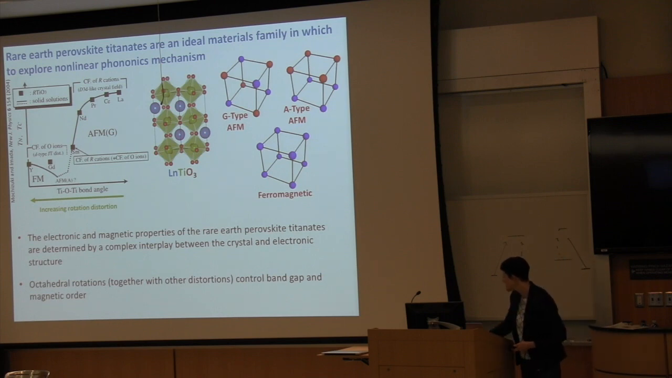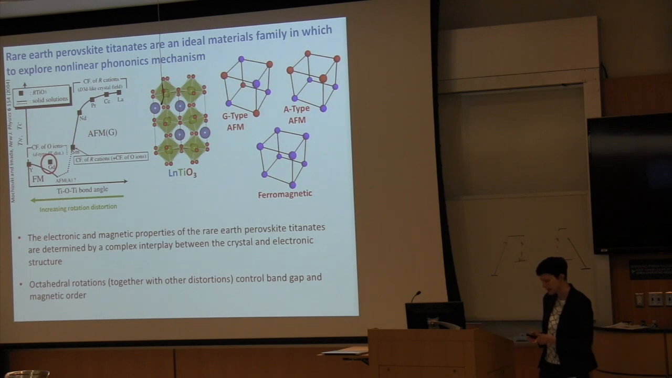So we decided to start with gadolinium titanate, so it sits on the ferromagnetic side of the phase diagram, and we wanted to see if we could push it over into this A-type AFM part.